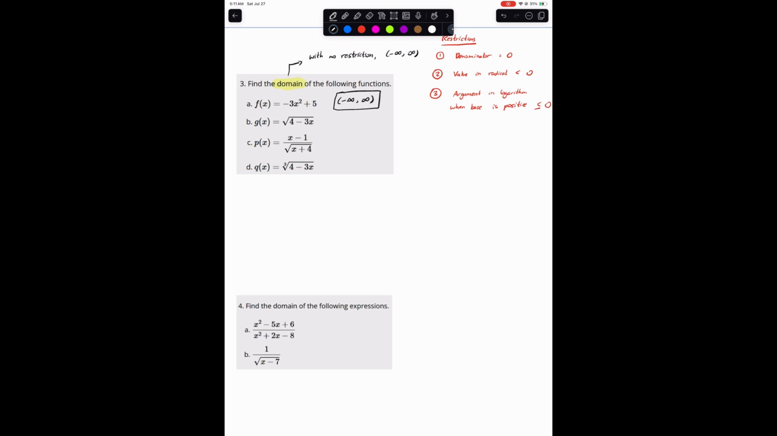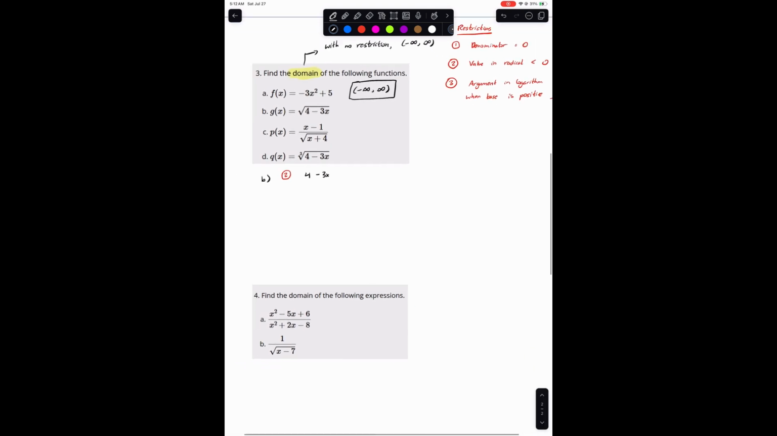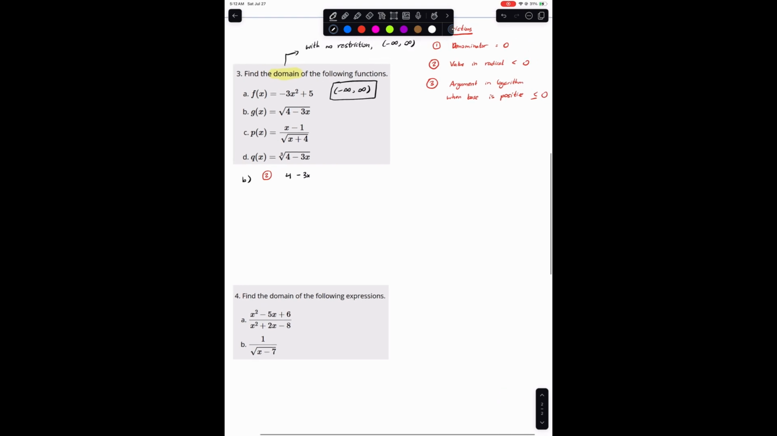All right. So for part B, we see that we have a radical, right? So for our restriction, this is restriction number 2. So we'll set the inside to the opposite, right? Because we want a domain, and domain is when we want everything that could be valid, right? So the opposite of less than 0 is greater than or equal to 0.